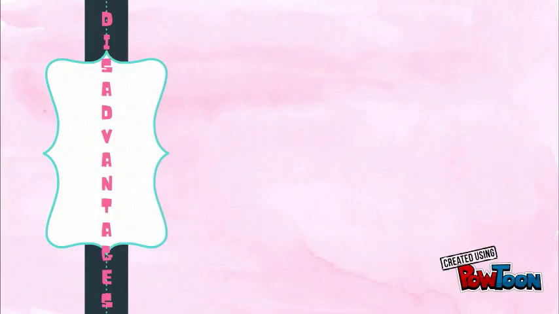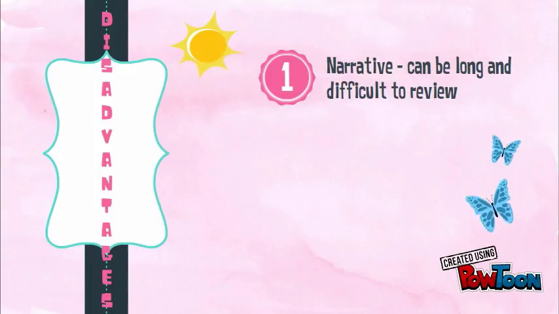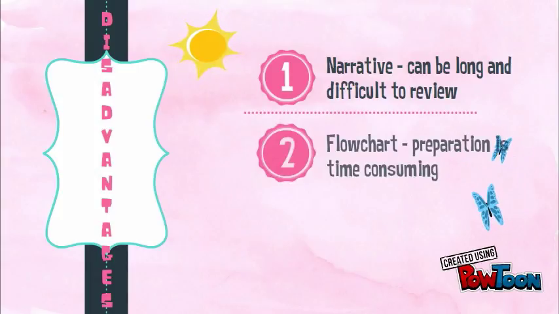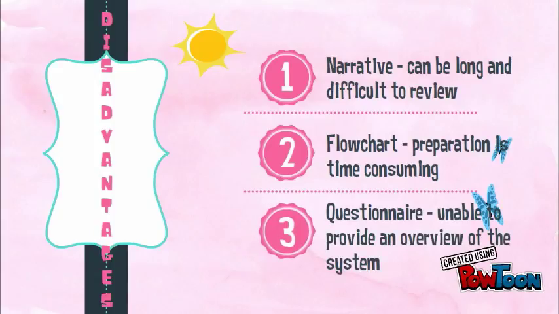The three types of documents have their own disadvantages. Narrative can be long and difficult to review. For flowchart, the preparation is time-consuming, and questionnaire is unable to provide an overview of the system.